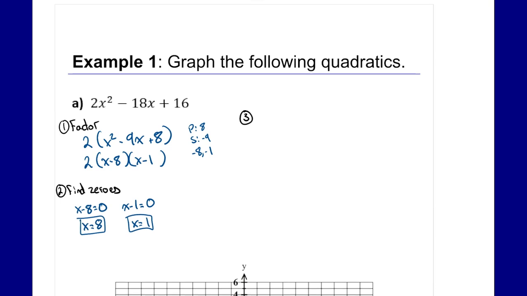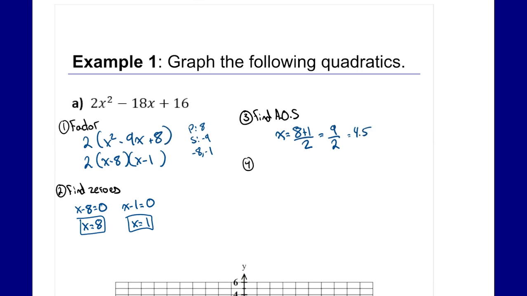The next step is going to be to find the axis of symmetry, the AOS. Now the axis of symmetry is halfway between my x-intercepts. It's in the middle. So I'm going to say x equals 8 plus 1 divided by 2. We add up our two x-intercepts and divide by 2. We find the halfway point. So we get 9 divided by 2, which gives us 4.5.